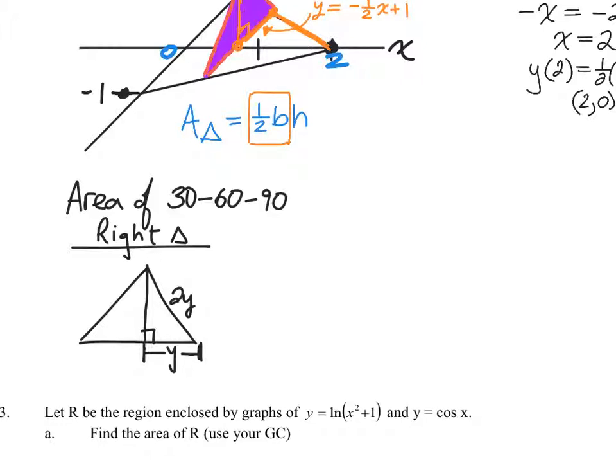At this point, if you happen to know what the altitude is going to be, you're good. But if not, you just solve for it. So I'll call that h. Pretend I don't know it. h squared plus y squared would be equal to (2y) squared.